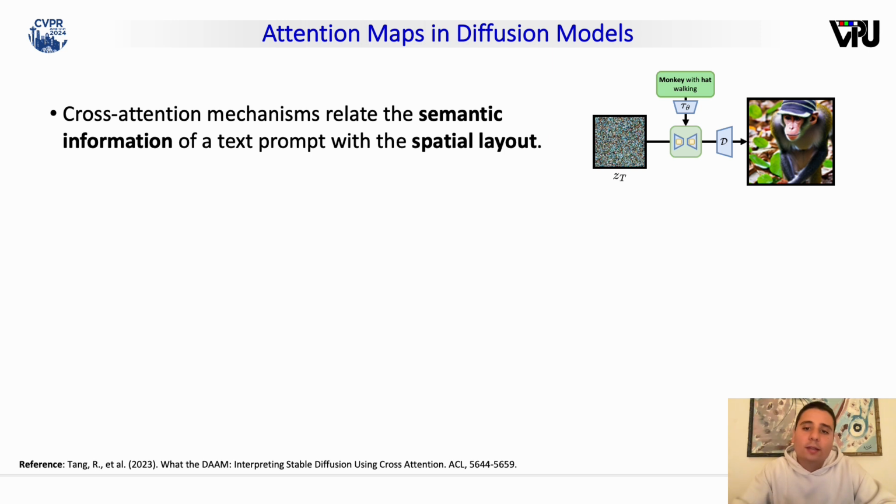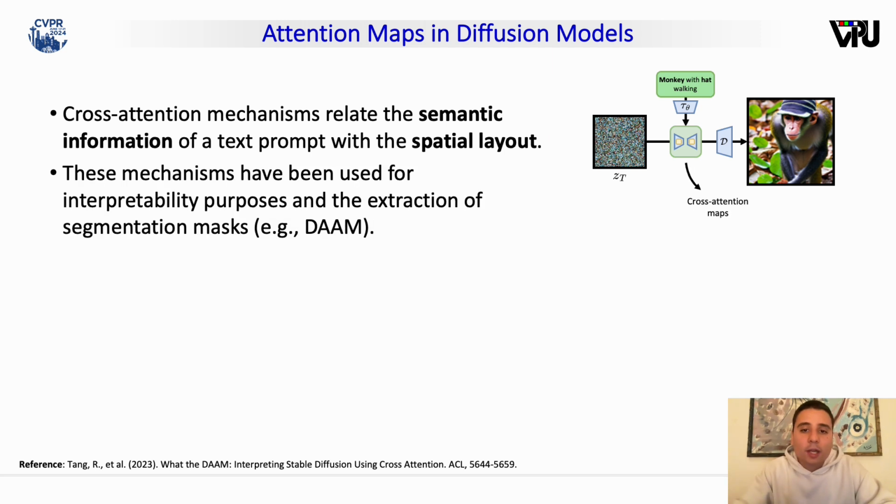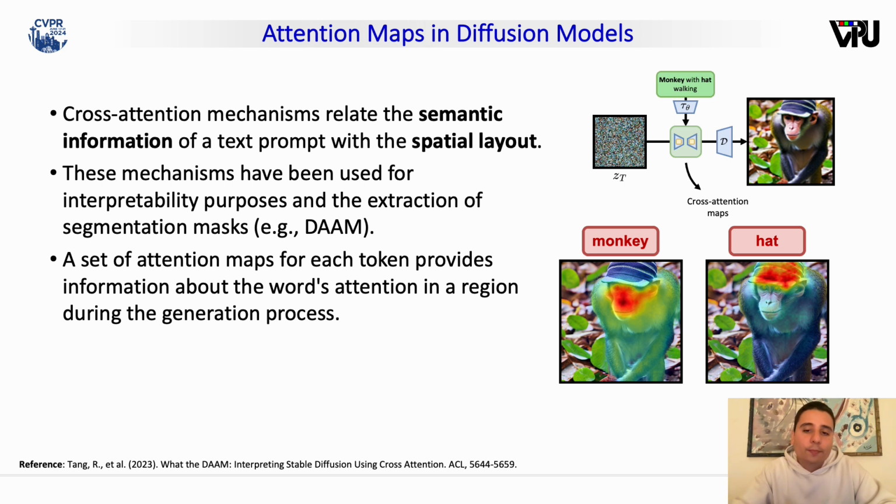Cross-attention mechanisms weigh the influence of the semantic information from a text prompt across different parts of the resulting image. Because of this, they have been successfully used for interpretability purposes and for extracting segmentation masks, either directly without additional training or as input features for other trained models. During the diffusion process, the cross-attention blocks yield attention matrices. When aggregated, these matrices produce informative heat maps that show the influence of a token or a word from the text prompt on the resulting image.